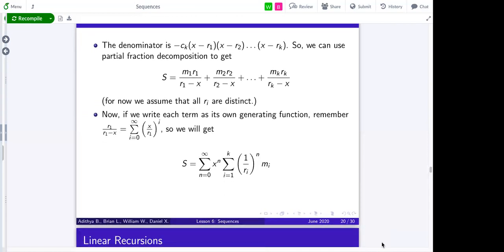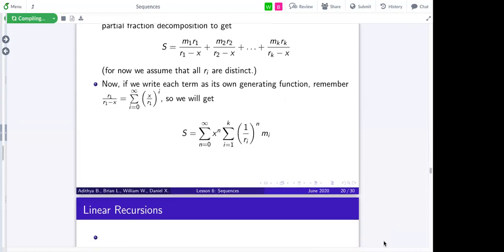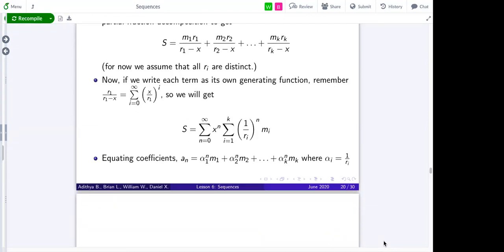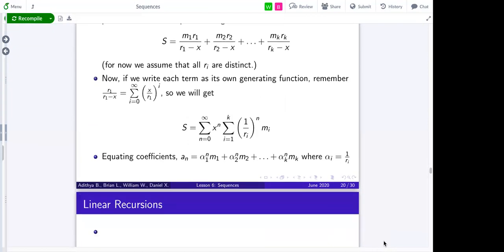Now that we have this form, remember that S is just a generating function for a sub n. So we can actually just equate coefficients. So a sub n is going to be alpha 1 to the n times m1 plus alpha 2 to the n times m2 all the way to alpha k to the n times mk, where alpha i is going to be equal to 1 over ri. This is just notation for convenience.